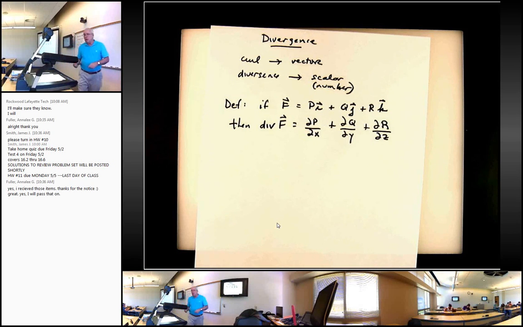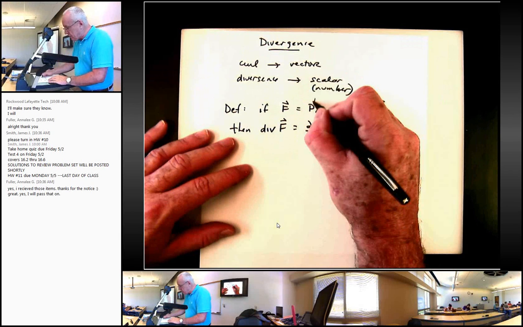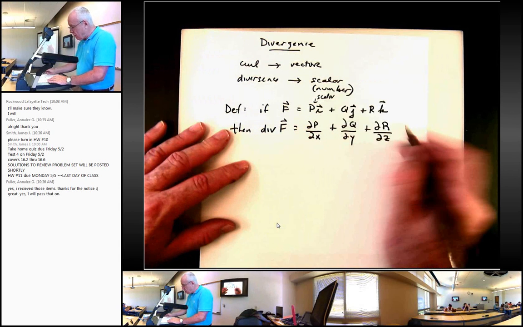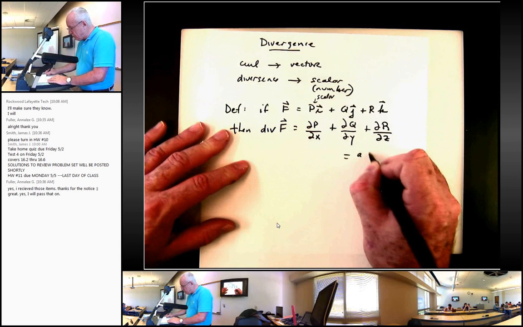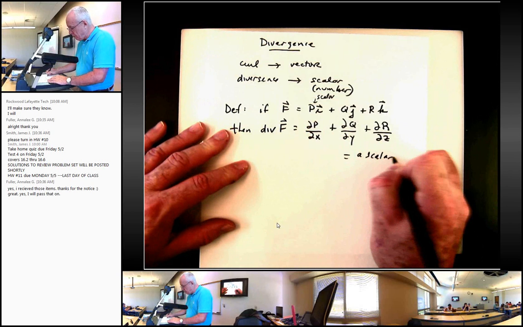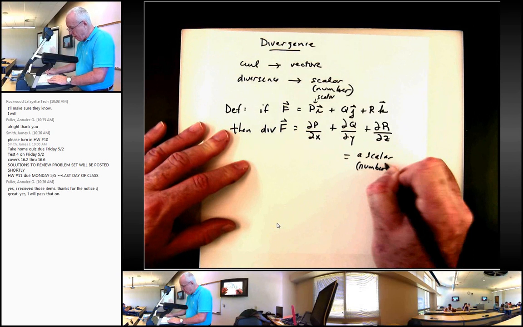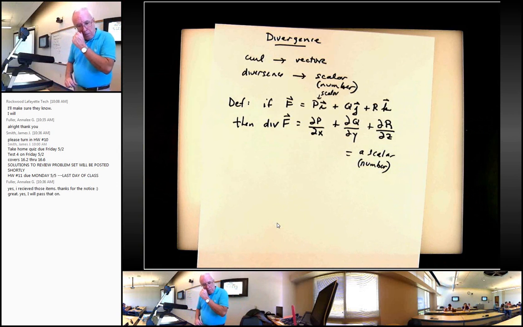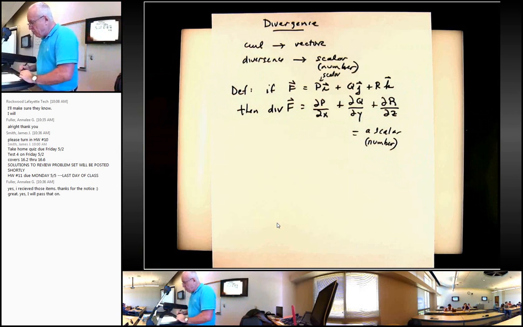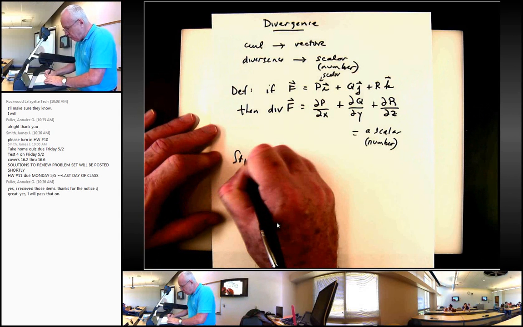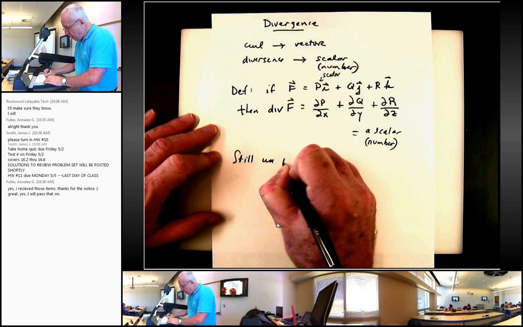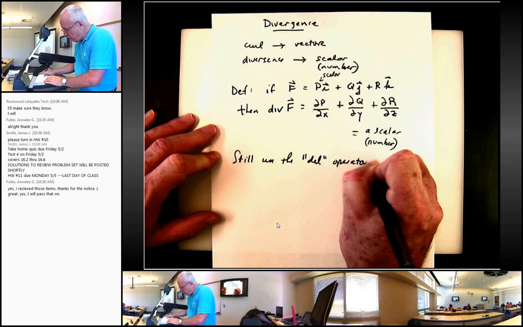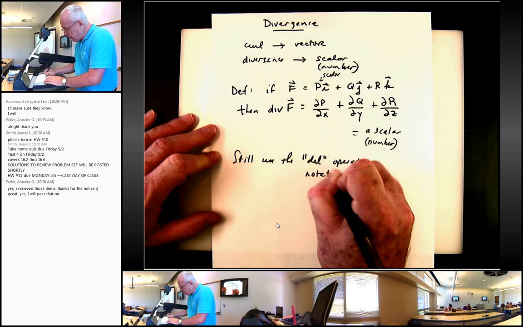So these are all scalar functions. Remember, this is a scalar function. So when you add this all together, this equals a scalar or number. All right. Okay. Now, basically, we can still use the del operator notation with this.